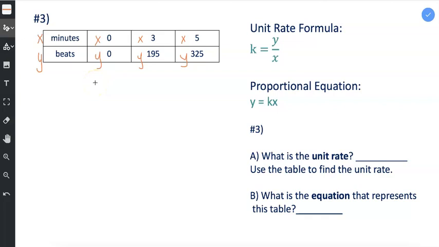Next, we need to choose a point. For unit rate, you cannot use 0, 0. Now, we look over at the other points, and it doesn't matter which one we choose. I could choose either one, and I'm going to get the same answer. So I just chose 5, 325.